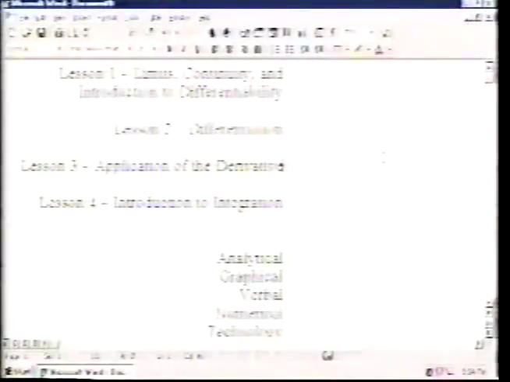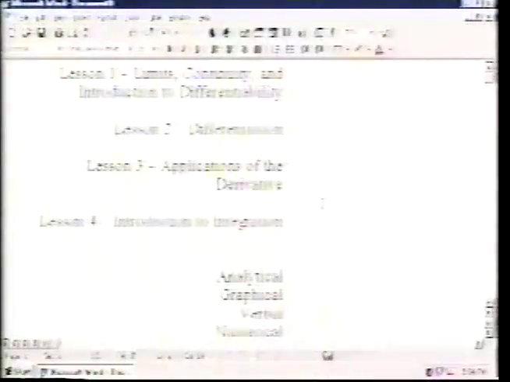What we've done so far, Lesson 1, we did limits, continuity, and an introduction to differentiability. Lesson 2 was differentiation, techniques of differentiation, how do you take derivatives. Lesson 3, we covered applications of the derivative. Nice thing, see, we're not edited. Applications of the derivative. And Lesson 4 was Introduction to Integration that we did last week.